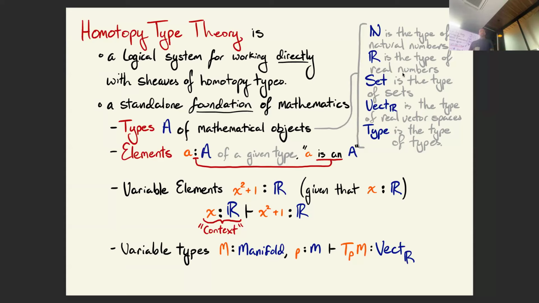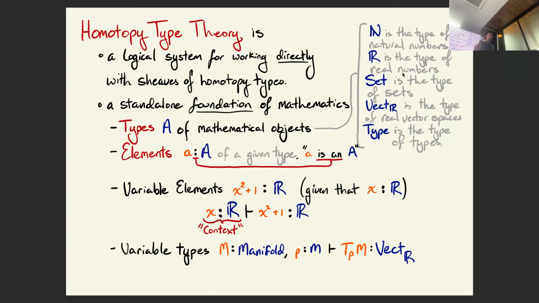It says we have these things called types of mathematical objects, which is very much related to what Riemann was calling a notion, right? The types of mathematical objects include the type of natural numbers. We know what it means to be a natural number. We have the type of real numbers. We know what it means to be a real number. We have the type of sets, because we know what it means to be a set. And we have the type of real vector spaces, because we know what it means to be a real vector space. We even have a type of types, which is going to be an assumption here.